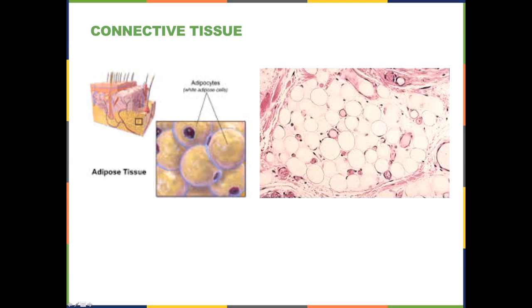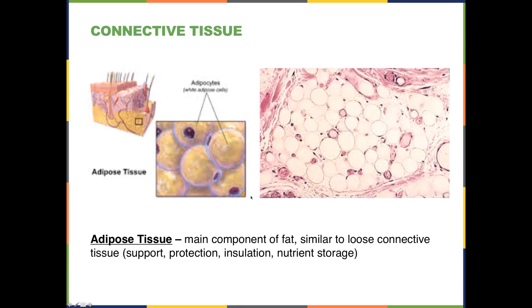The last type of connective tissue is the adipocytes, or the adipose tissue. Adipose tissue is fat. It's the main component of fat. It's very similar to loose connective tissue. It's important in support, protection, and insulation, but also fat is the most efficient form of nutrient storage.